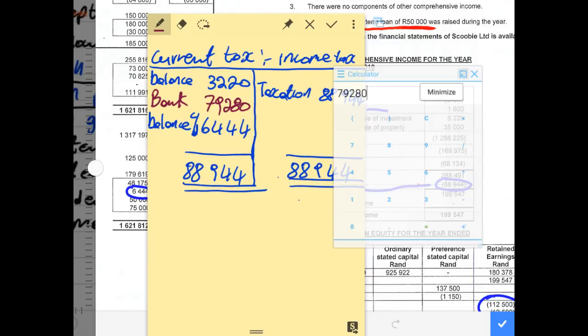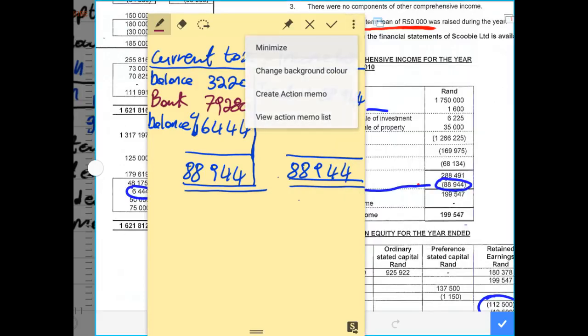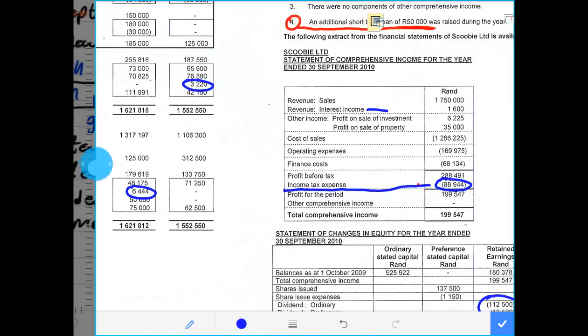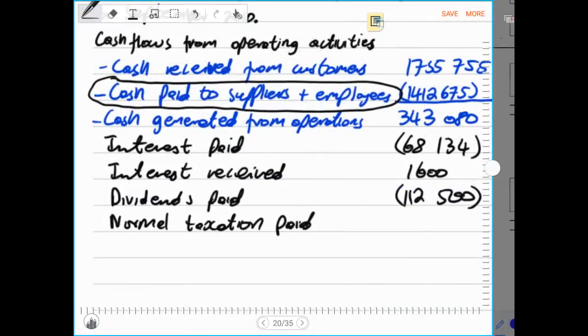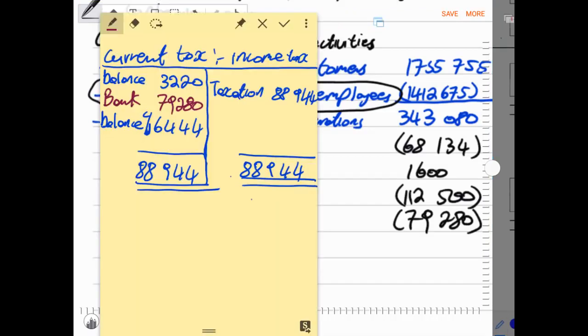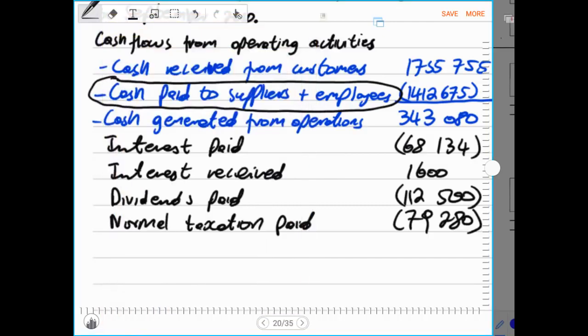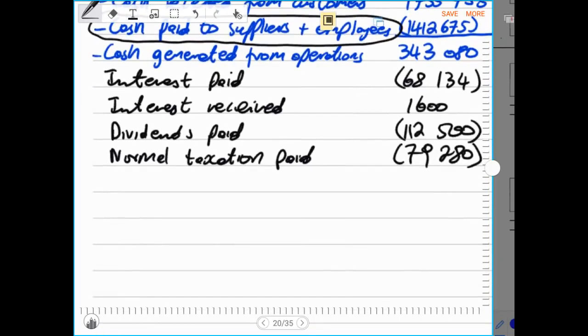That means this is the amount of tax that the business would have paid to SARS by the end of the current year. Therefore, now normal tax paid will be recorded as 79,280 rands negative, indicating outflow of cash or money going out of the business. That will be 79,280 as taxation paid. Make sure that, guys, you master all these calculations and you have to know all of them. Otherwise, you will get nothing in cash flow.